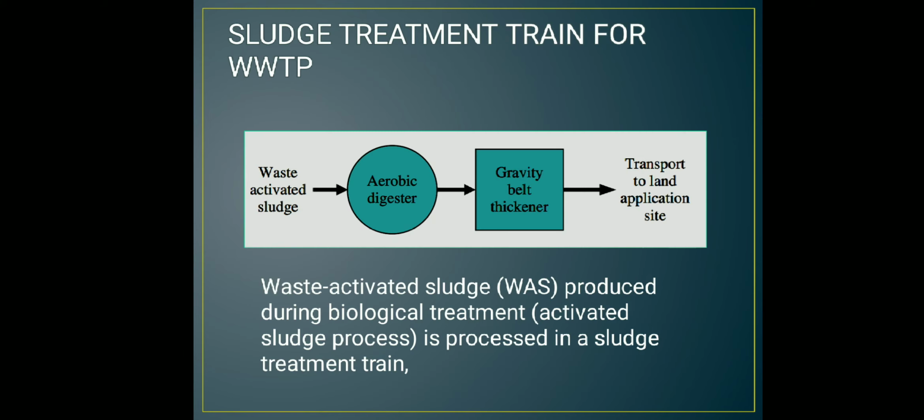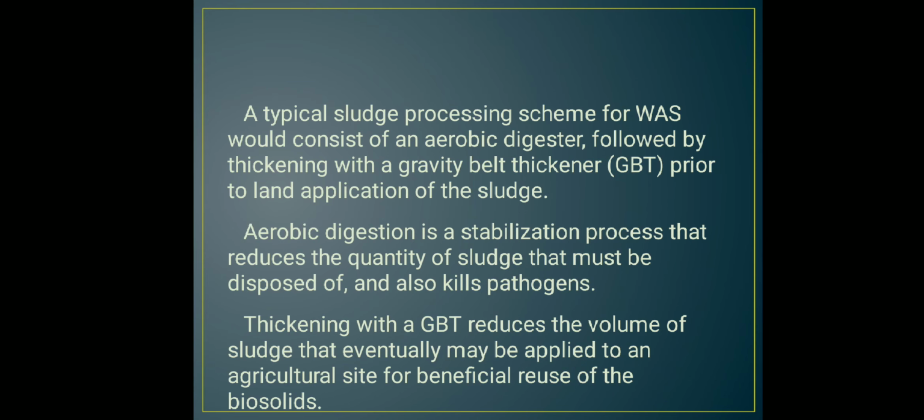Sludge treatment train for a wastewater treatment plant. First is waste activated sludge. Next, aerobic digester, gravity belt thickener, transport to land application site. Waste activated sludge produced during biological treatment is processed in a sludge treatment train. A typical sludge processing scheme for WAS would consist of an aerobic digester followed by thickening with a gravity belt thickener prior to land application of the sludge.